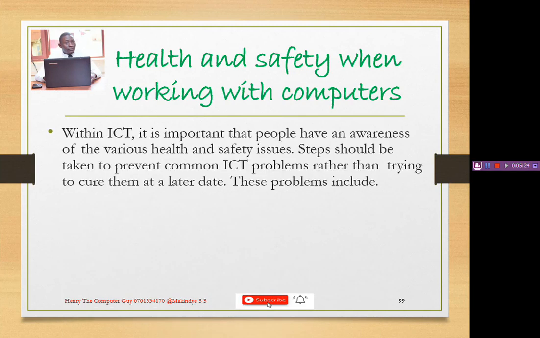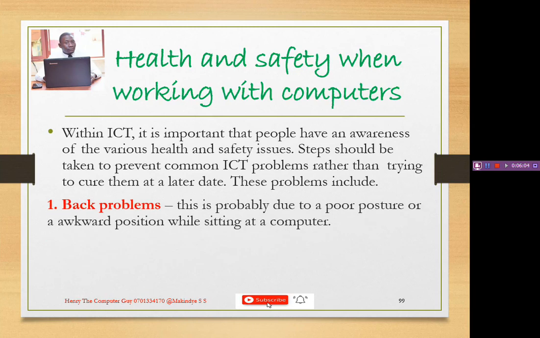They are telling us that within ICT, it is important that people have an awareness of the various health and safety issues. Steps should be taken to prevent common ICT problems rather than trying to cure them at a later date. For example, if you use too much brightness on your monitor, you're going to get what we call an eye defect. But you can overcome that by doing things that limit that. So they're telling us these problems include the following.